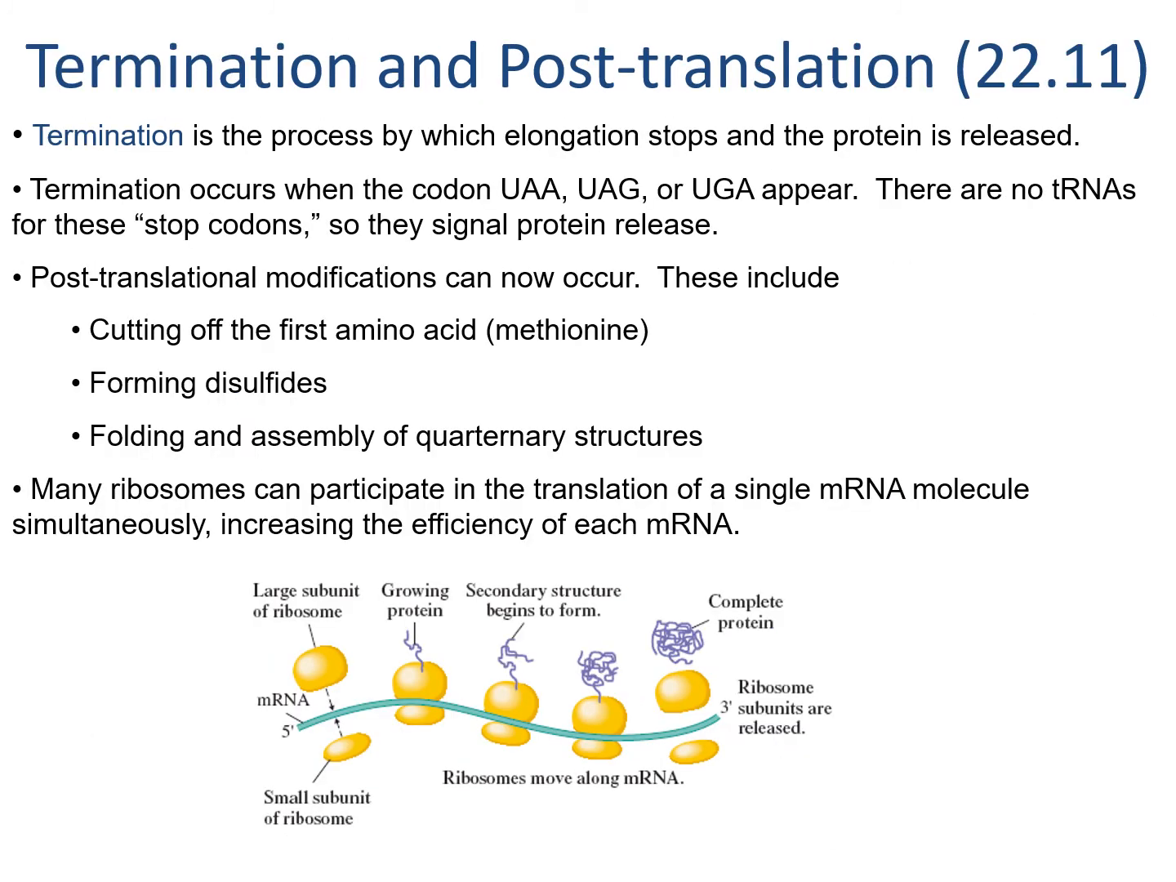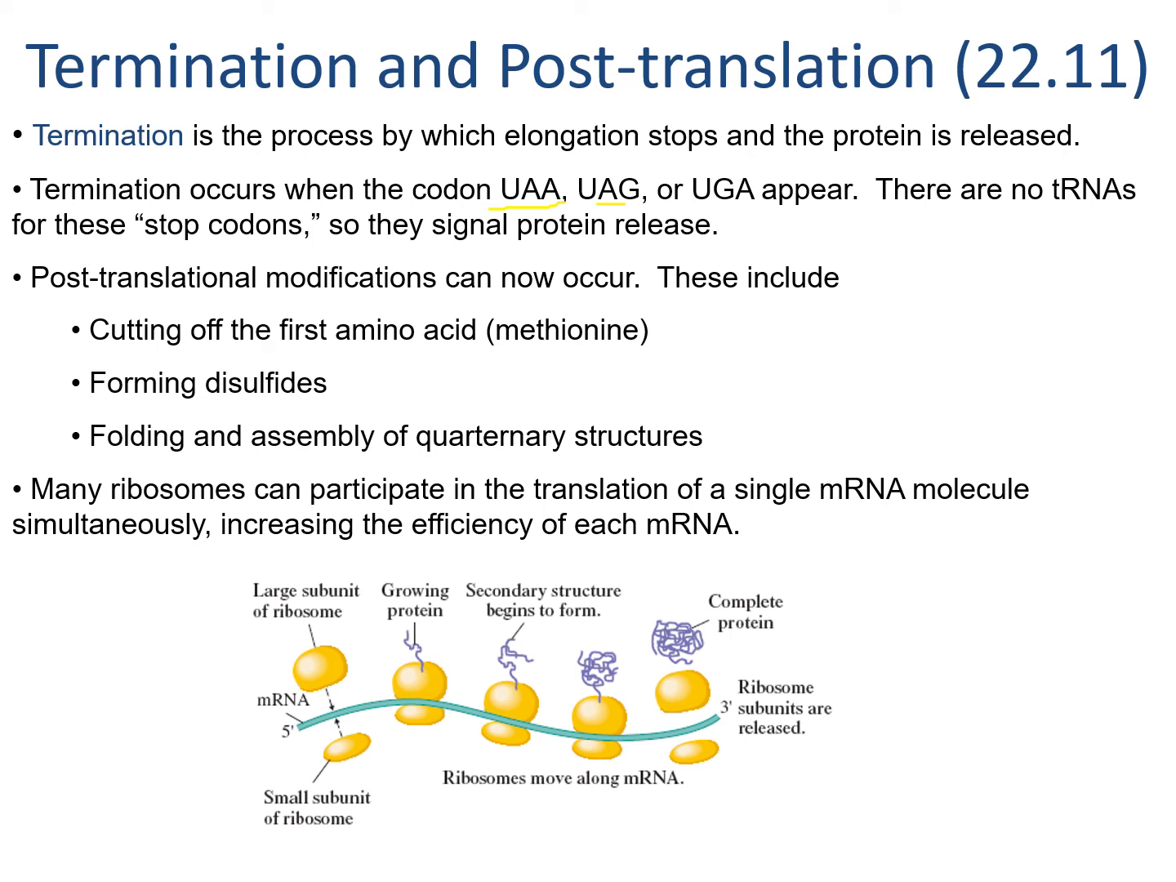At some point, we need our protein to stop being formed. Termination is the process by which elongation stops and the protein is released. It occurs when specific stop codons, UAA, UAG, or UGA, appear. Don't memorize those. There are no tRNAs for these stop codons, so they signal protein release.